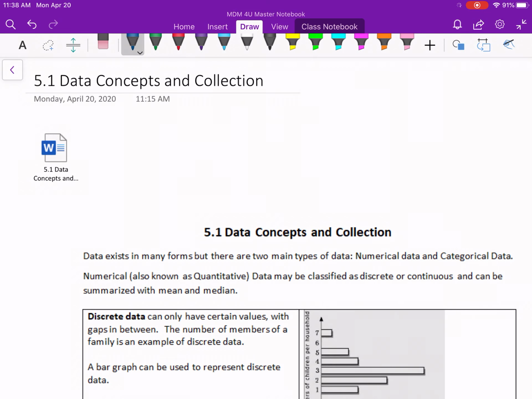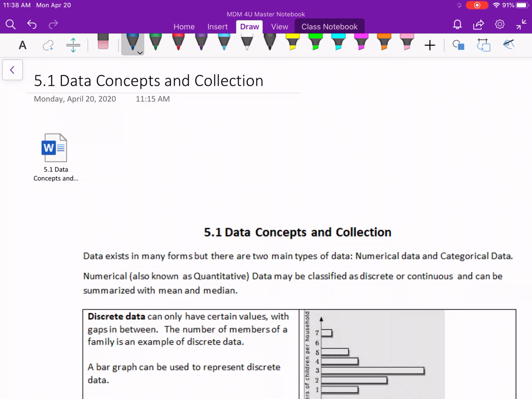This is the first lesson in Unit 5. Unit 5 involves some lessons to do with collecting data and interpreting data, which is obviously an important thing when we are dealing with statistics. And it also then goes on to look at one variable analysis of data.